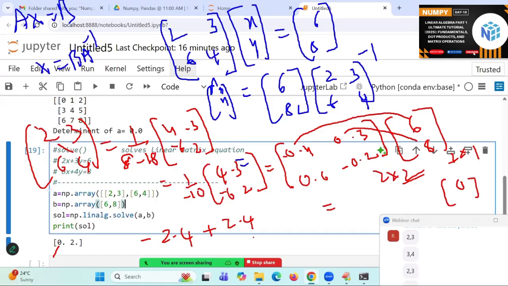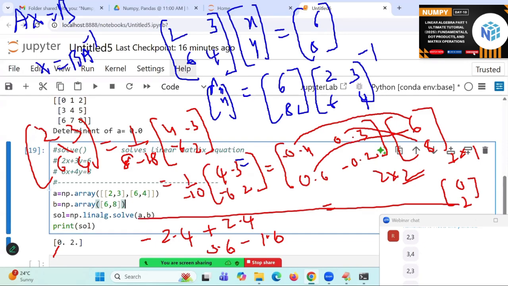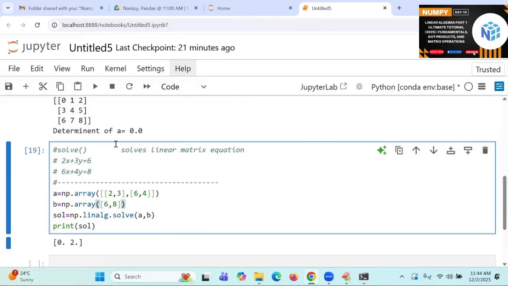Next, 0.6 into 6 is 3.6. Good. Plus, there is a minus, so 3.6 minus 1.6 is 2. Are you following this? So this is a 2 here, we got it. This is a 0, we got it. Are you following me? Either you can go that way, or you can prove it mathematically also.